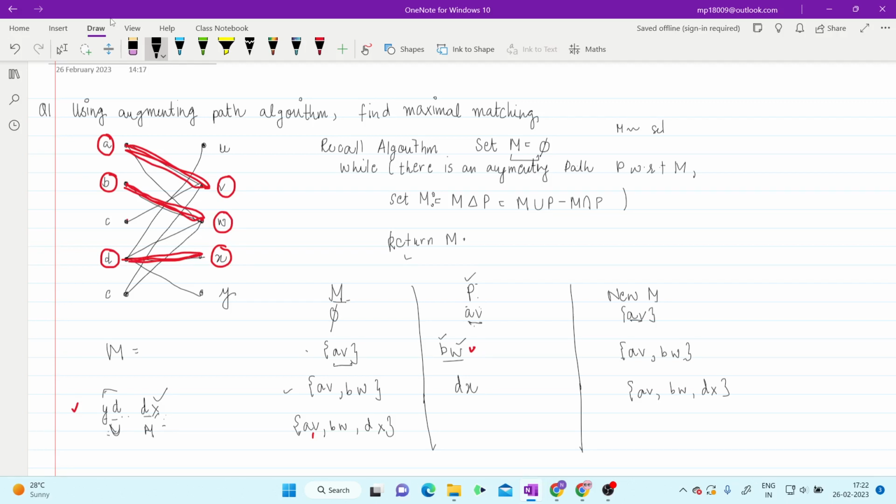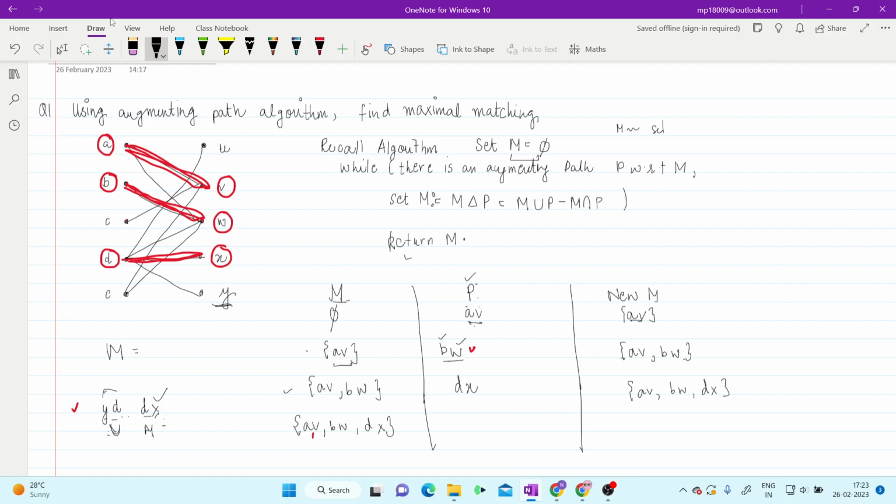Somebody said that it has a common vertex. A matching is not allowed to have a common vertex, but when we are constructing a path, because it is a path, it will have common vertices. So having a common vertex is not an issue. Is it clear why it is not an augmenting path? Okay, so there is no augmenting path starting from y.